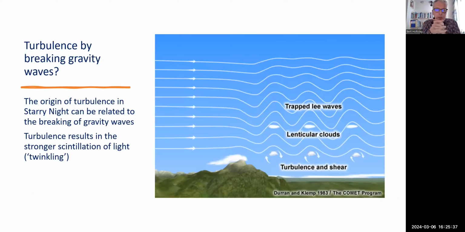Now, as mentioned earlier, this turbulence can occur in mountain areas at elevated levels by the breaking of gravity waves. And these waves are omnipresent in the atmosphere. At certain combinations, they can break up and create these irregular motions. And then this can also enhance the twinkling of the light of the stars, the light which passes through the atmosphere, because it also influences the temperature and the density.